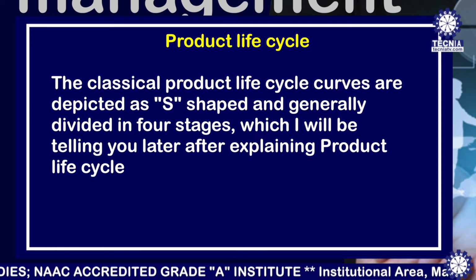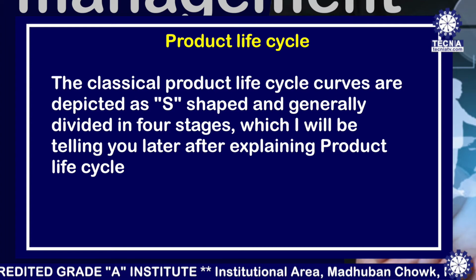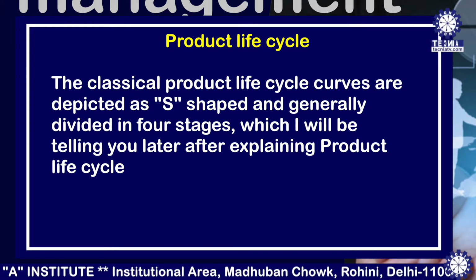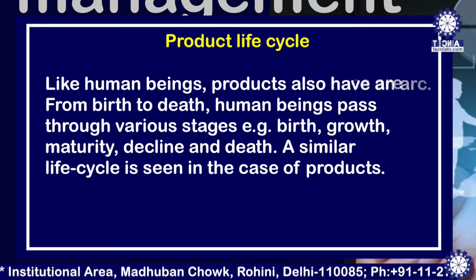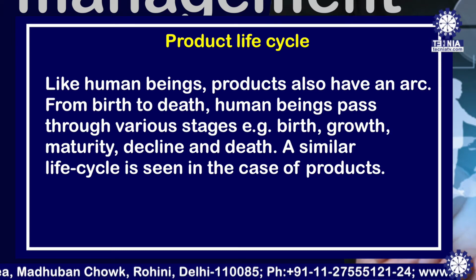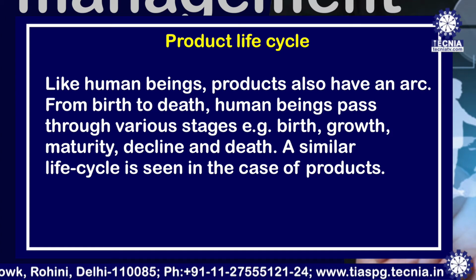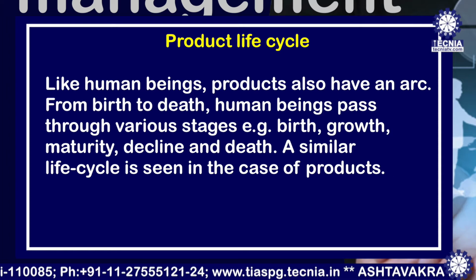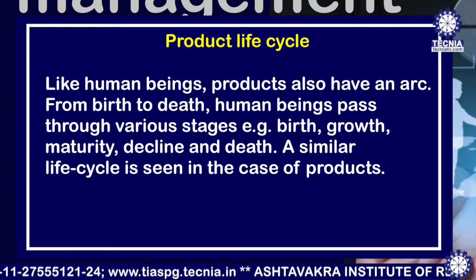The classical product life cycle curves are depicted as S-shaped and generally divided into 4 stages, which I will be telling you later after explaining the meaning of product life cycle. Generally speaking, like human beings, products also have an arc. From birth to death, human beings pass through various stages. Example: birth, growth, maturity, decline and death. A similar life cycle is seen in case of products.